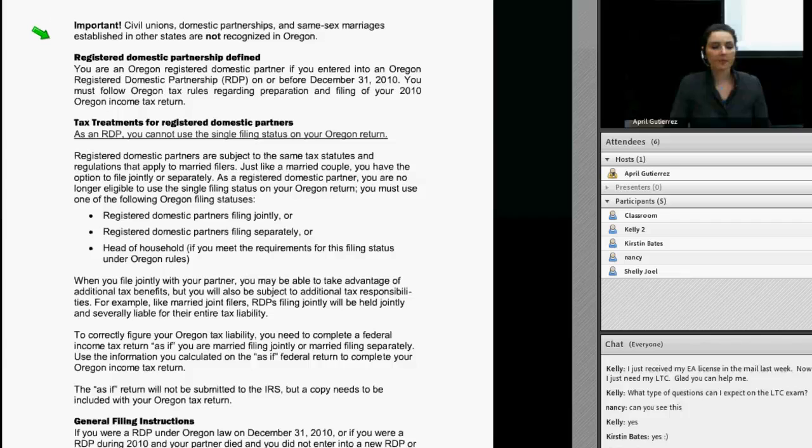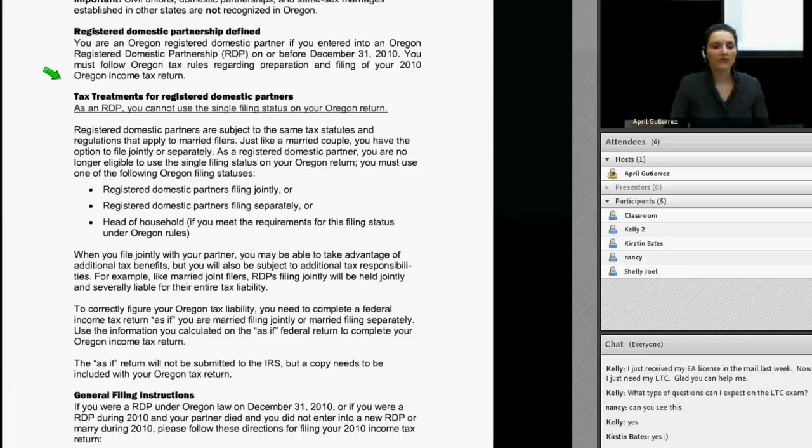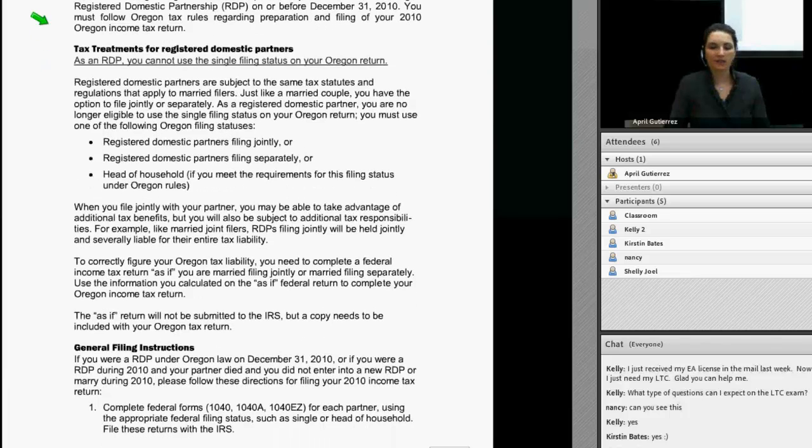Registered domestic partnership defined. You are an Oregon registered domestic partner if you entered into an Oregon registered domestic partnership on or before December 31, 2010. You must follow Oregon tax rules regarding preparation and filing of your 2010 Oregon income tax return. Tax treatments for registered domestic partners.